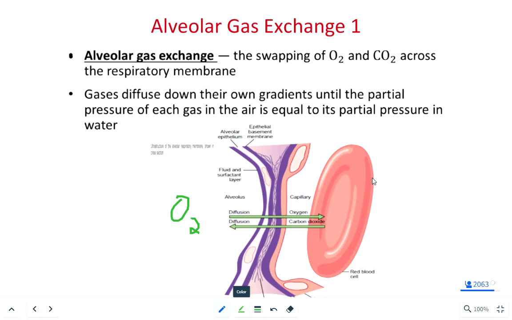That blood that's being delivered to the lungs has a lower concentration of oxygen. Therefore, oxygen is going to diffuse towards the blood, and vice versa. The blood being sent to the lungs has a high concentration of carbon dioxide, usually in the form of bicarbonate ion. And that carbon dioxide will preferentially diffuse into the alveoli to be exhaled. So CO2 leaves the blood and goes to the alveoli.